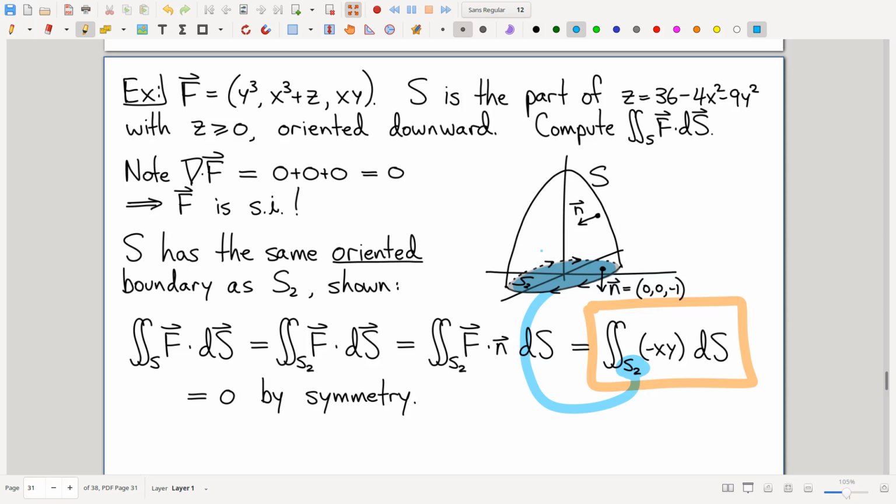Is everybody on board so far? Now that I think about it, I guess we are out of time. So we'll pick up and talk about orientations on this next time.